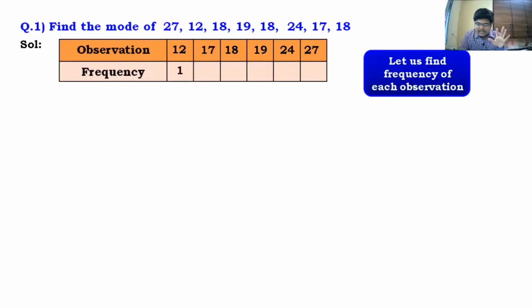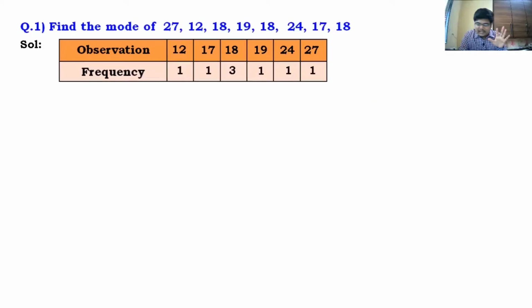So 12 has frequency 1, 17 has 1, 18 has 3, 19 has 1, 24 has 1, 27 has 1. So here the most common answer is 18. That's it. The mode is 18. You just have to write one line answer in the exam that 18 is repeated the most number of times and therefore the mode is 18. Next, second question, we'll take ungrouped data.